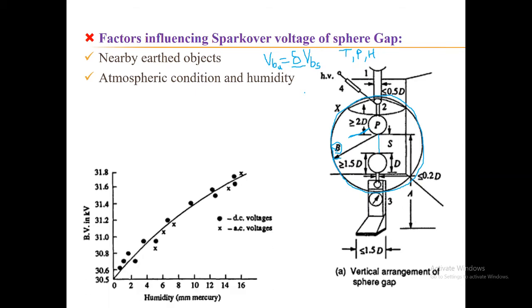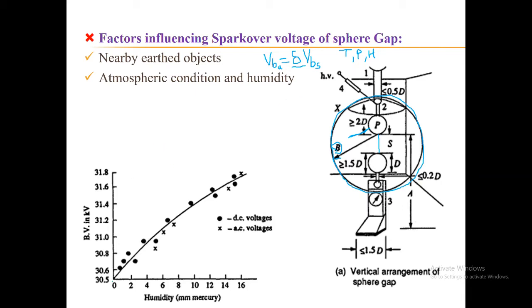Humidity. Okay, for small values of humidity, for the smaller range, we can observe the reduction in the breakdown voltage with increase in the humidity level. But after a certain point, you can observe the relationship like this.